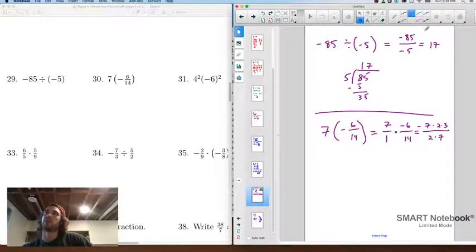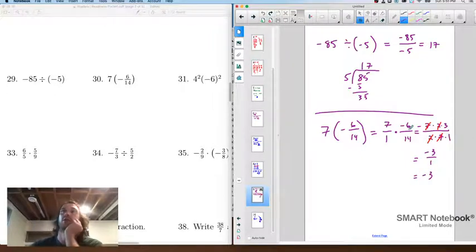So what's going to cancel? We're going to cancel the 2. We're going to cancel the 7s. All you got left is a 3 in the top. So you get the answer -3 over 1, which is just -3. Another way you could think about this question is do 42, multiply across the top, 42 divided by 14. But I really like this canceling method quite a bit.